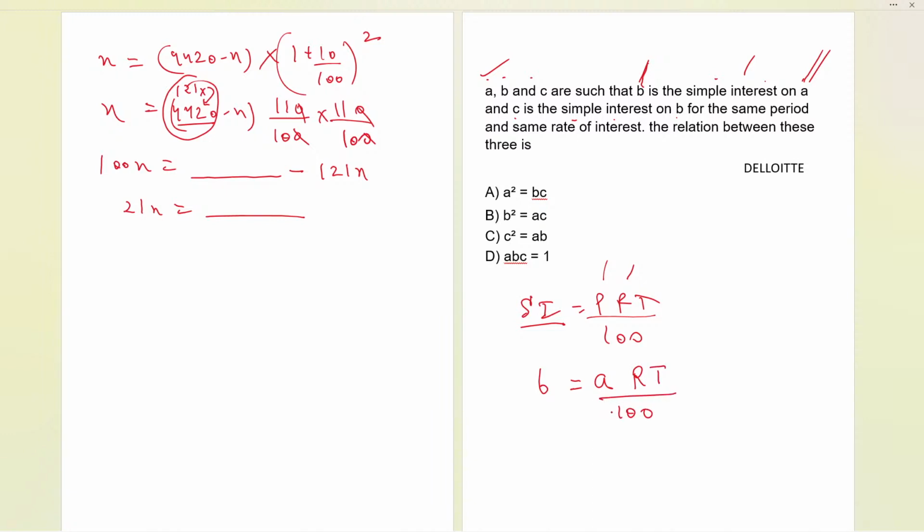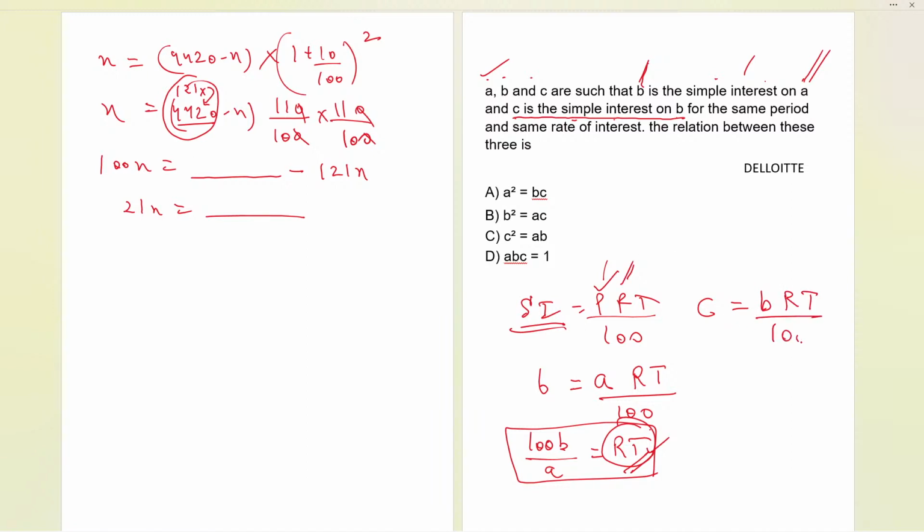Now I can take this 100 on the other side. It will be 100 times B divided by A, equals RT. We are observing this RT because that is the part we don't know anyhow. The second condition is that C is the simple interest on B. So the principal is B. The rate we don't know, time we also don't know, divided by 100. Take this 100 on the other side. It will be 100 C by B, that is equal to again RT. This RT and RT will be the same in both cases because it says same rate of interest and same time period.